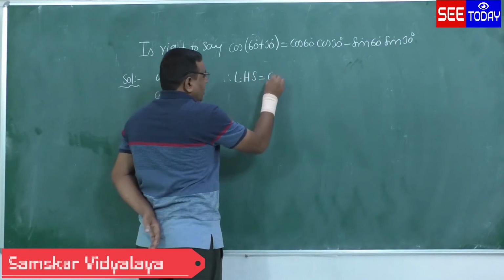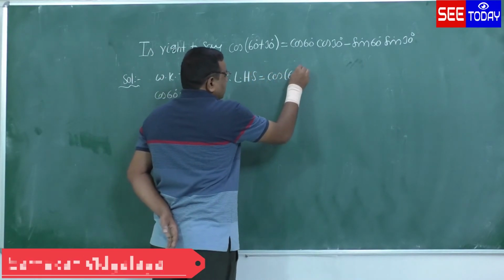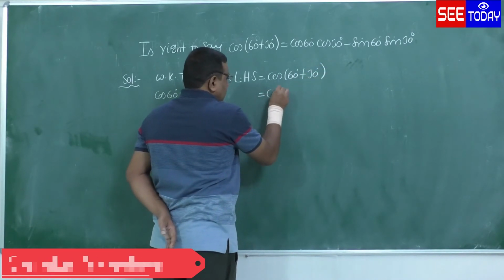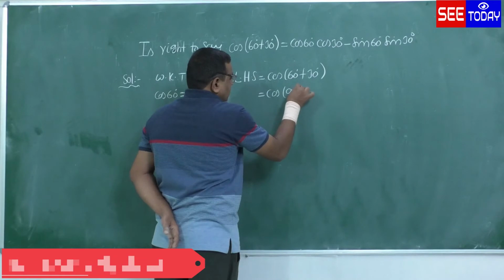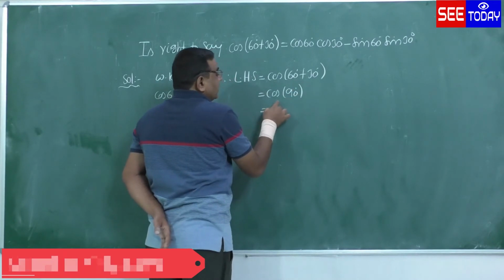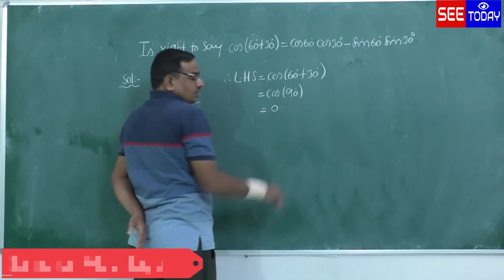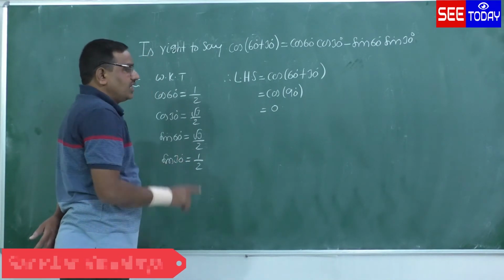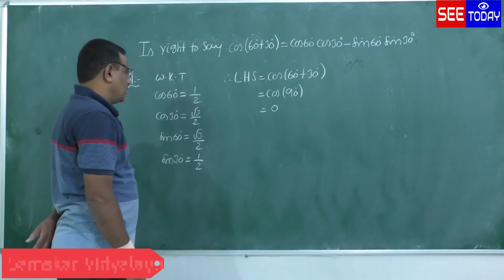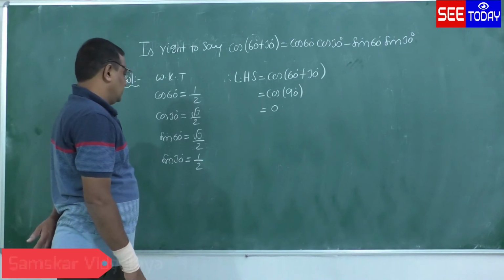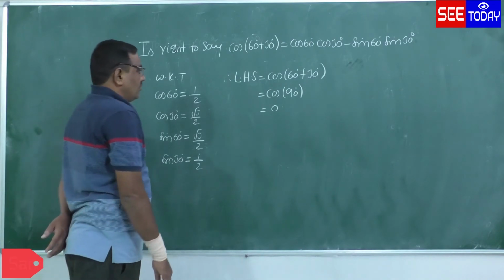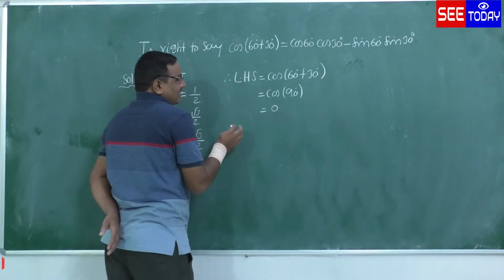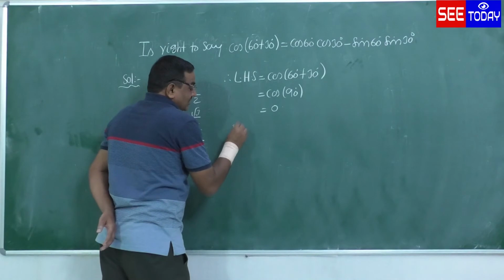Therefore, first LHS. What is LHS? Cos of 60 plus 30. Now, cos 60 plus 30 is equal to cos 90. Cos 90 is equal to how much, beta? 0. Why? Because cos 90 is equal to 0. Now, next. See whether it is correct or wrong.